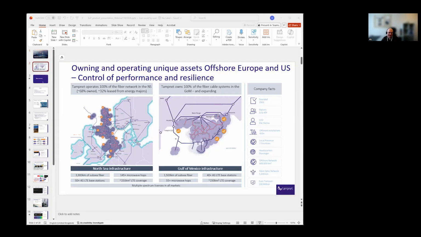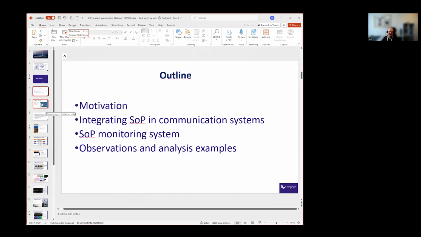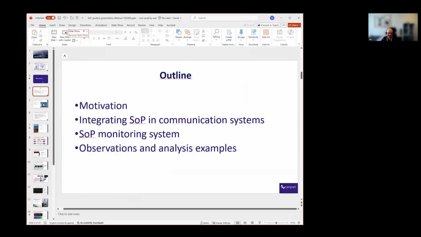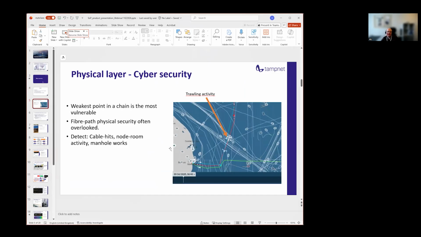This is our network, and this is what I was showing. And then I just went to the outline here. And then I go to this slide. So what we are talking about is really cybersecurity. So the point is that the weakest point in the chain is the most vulnerable. So rather than just protecting higher layers of communication, we are concerned also for the physical layer, the cables, and see that as part of the cybersecurity.